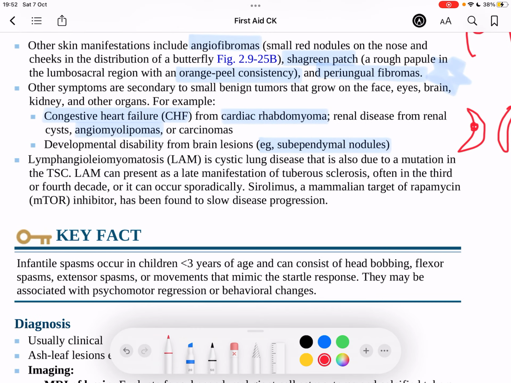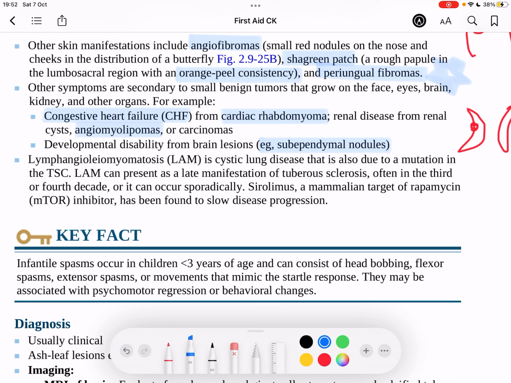Something called lymphangioleiomyomatosis is a cystic lung disease, very rare cystic lung disease. That is also due to mutations in the tuberous sclerosis complex. LAM can present as a late manifestation of tuberous sclerosis, often in the third or fourth decade, and it can also occur sporadically as well.